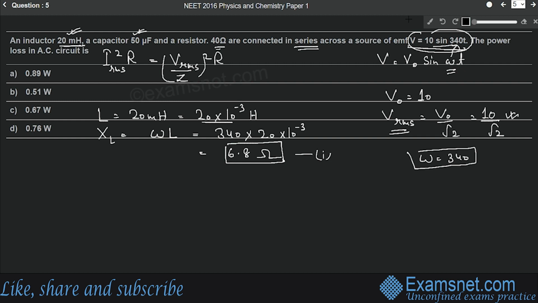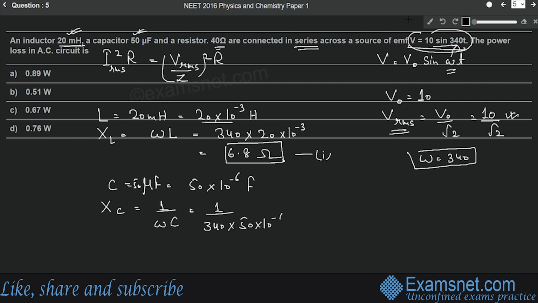Similarly, capacitance is given as 50 microfarad, that is 50 into 10 to the power minus 6 farad, right? And we can find out the capacitive reactance, that is Xc, which is equal to 1 by omega c. So let's put the values again: 1 by omega is 340 and c is 50 into 10 to the power minus 6 farad. On solving this, we'll get 58.8 ohm. So this is the value of capacitive reactance. Let's put it as number 2.